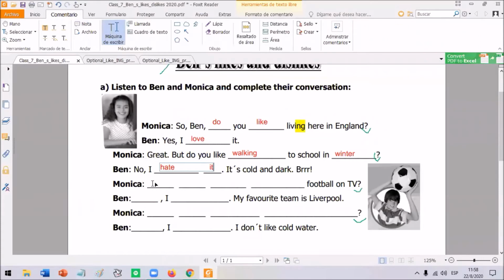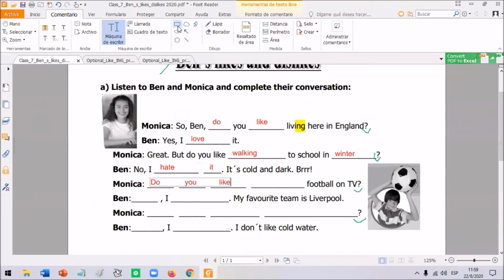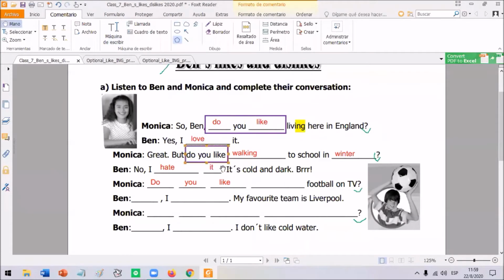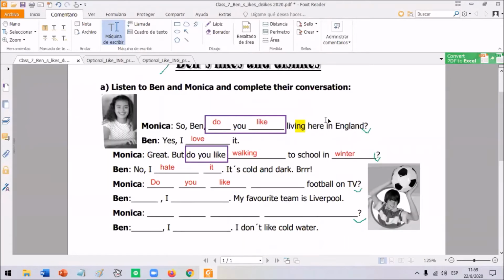So, can you tell me now? Yes, okay. The question begins with, do you like? Okay, como las de arriba, ¿sí? Cuando Mónica le hablaba a Ben, siempre estaba empezando con la frase, do you like? Miren. Do you like living here in England? Do you like walking to school in winter? Y ahora de vuelta, estamos usando do you like, porque es lo que les decía antes, es el tema de la conversación. Ben's likes and dislikes.